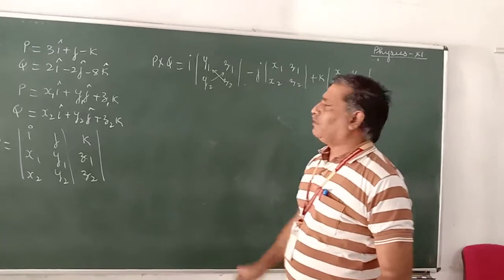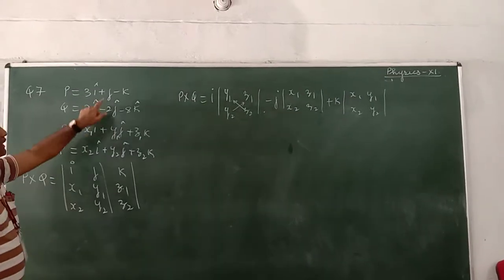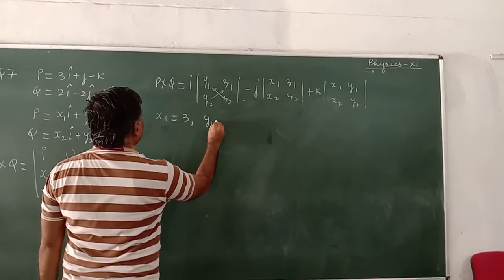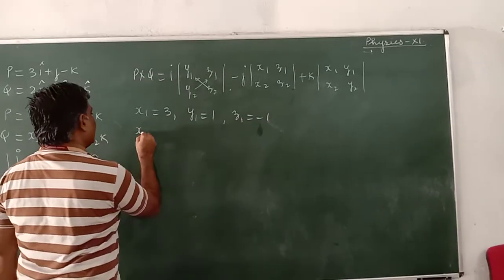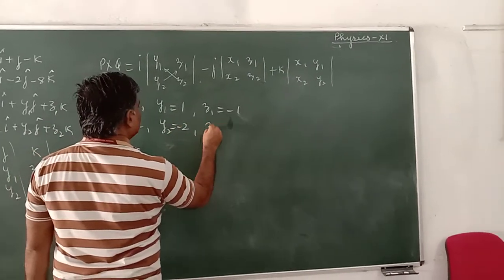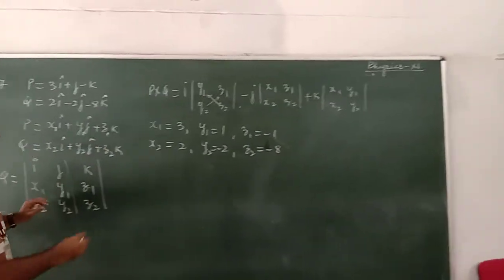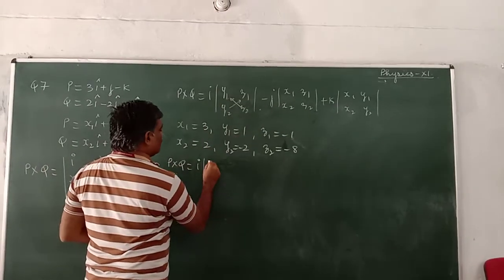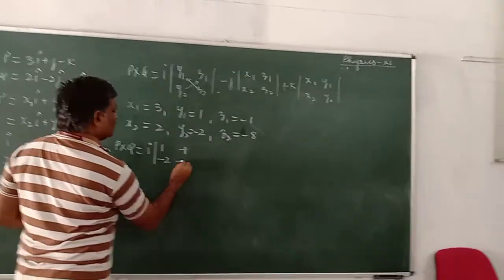We can substitute the values here. What is the value of y1? We know x1 is equal to 3, y1 is equal to 1, z1 is equal to minus 1, x2 is equal to 2, y2 is equal to minus 2, z2 is equal to minus 8. So P cross Q is equal to i times the determinant of y1 = 1, z1 = minus 1, y2 = minus 2, minus 8.